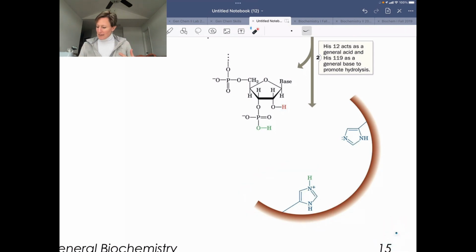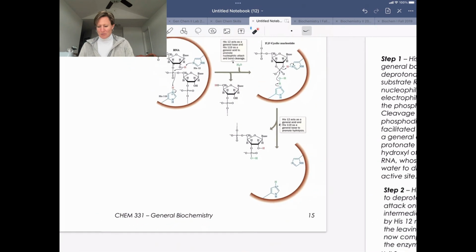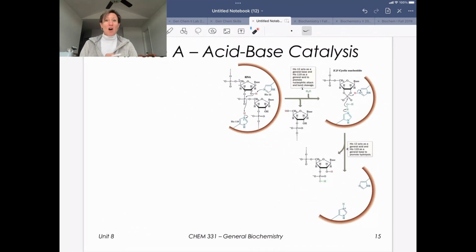And when we role played this and acted it out in class, right, those of you who were the histidine residues, you had a little name tag that said, my native state is deprotonated, protonated, depending on what you needed to do to initiate that initial step of the reaction. All right, so that wraps up our understanding of RNase A.